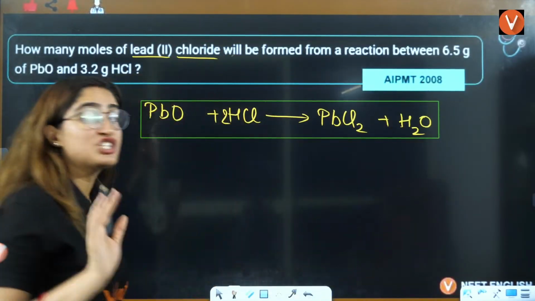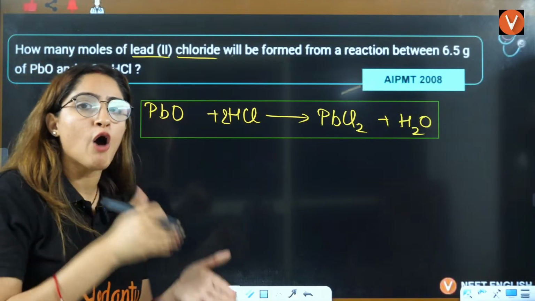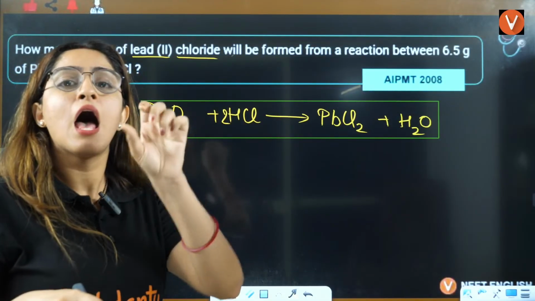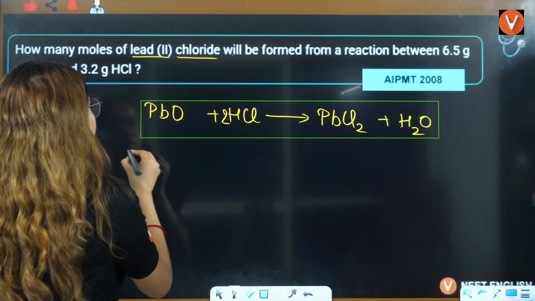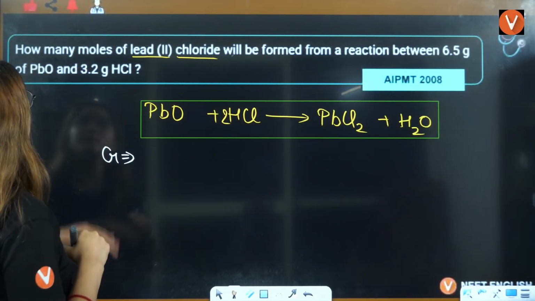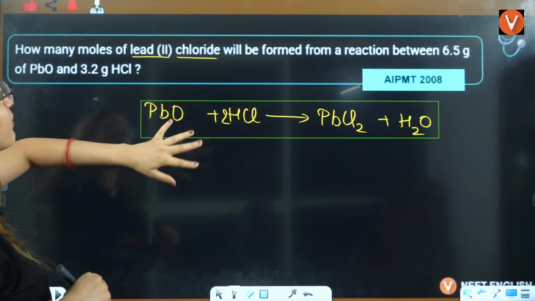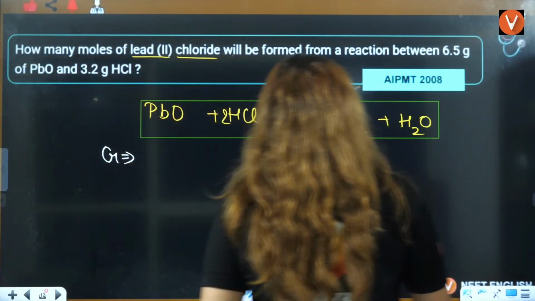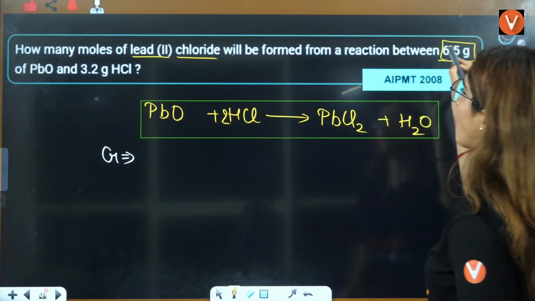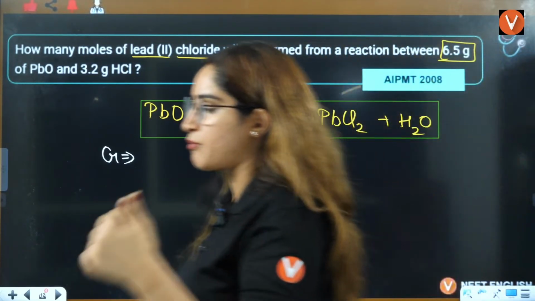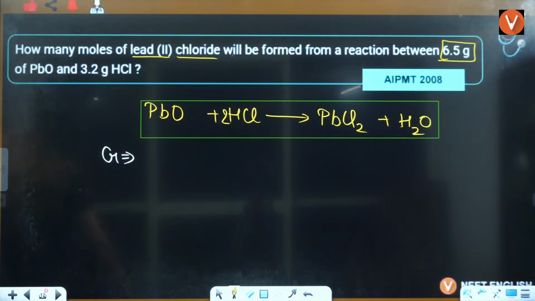The next step is G by S. Given, you have to find out how many moles are given of the reactants, and the stoichiometry. The given is: how many moles of lead chloride will be formed from a reaction between 6.5 gram of PbO and 3.2 gram of HCl. So students, let me know how do you find the moles of PbO? Yes, everybody.